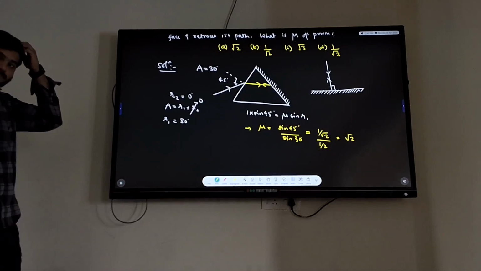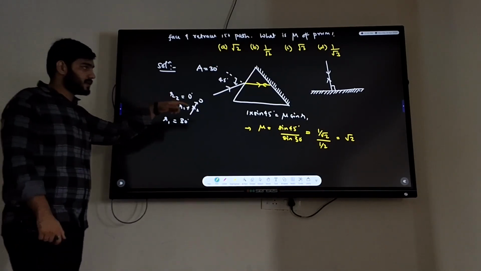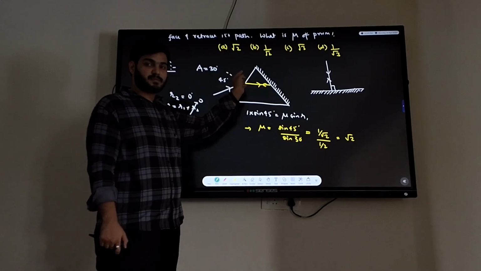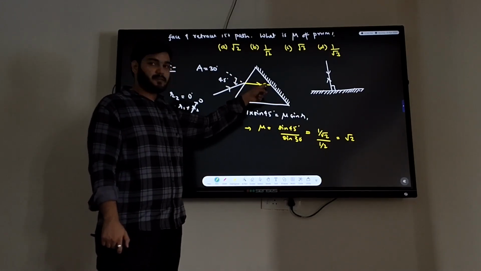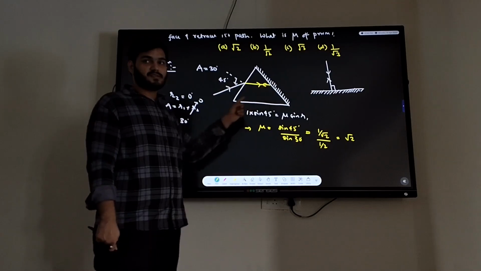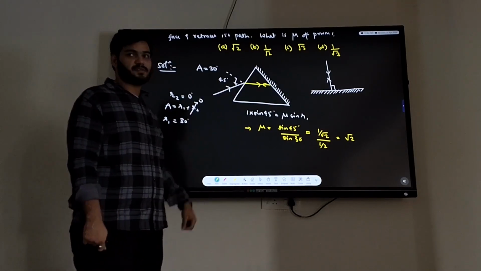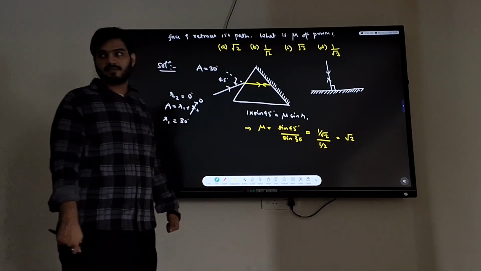Is it okay? The main line that you have to understand was, as the ray retraces its path, the angle it will make with the normal is 0 degrees. So that means the refracting angle R2 is going to be 0 degrees. Then you are done with the question.